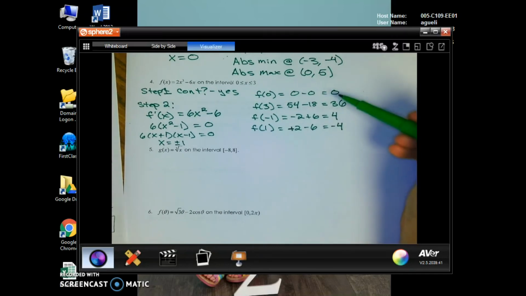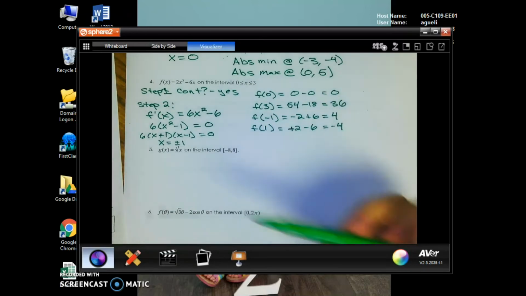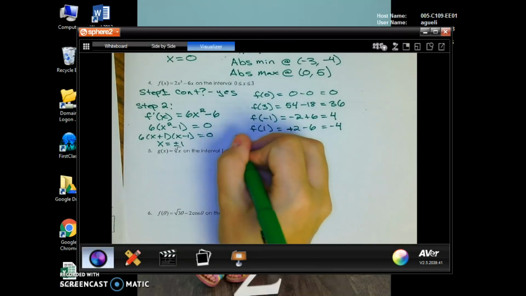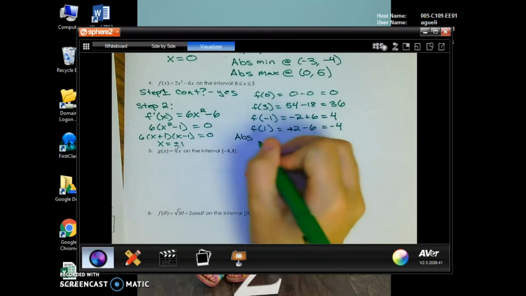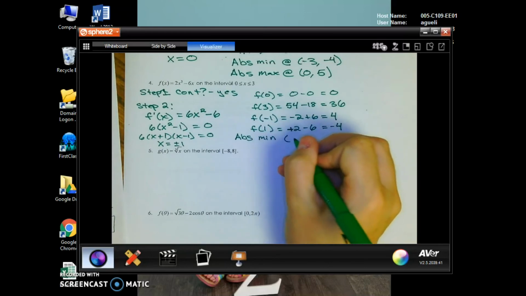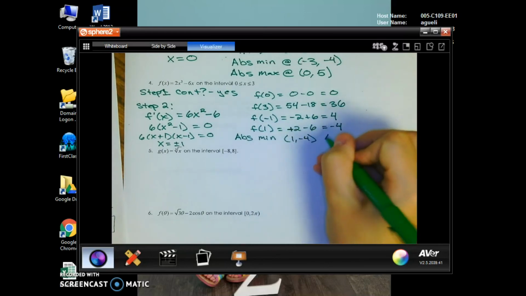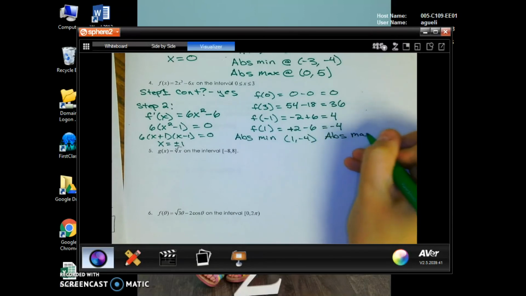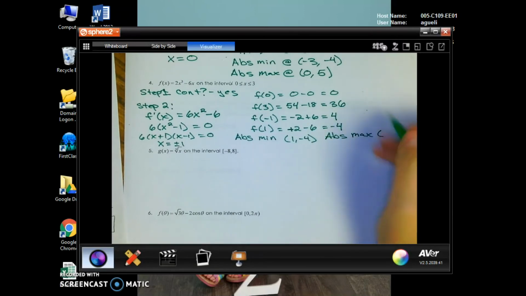Okay, so then I kind of look at these and I say, okay, what's the lowest and what is the highest? Those are going to be my absolute extrema, those also known as the maximum and minimum. So I can conclude that I have an absolute max over this interval and an absolute min over this interval. So the minimum was that negative 4, right? So we've got 1, negative 4. And the absolute maximum, the largest, was that 36, so the point would be 3, 36 then. Okay.